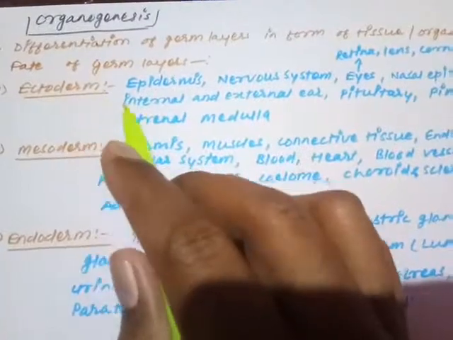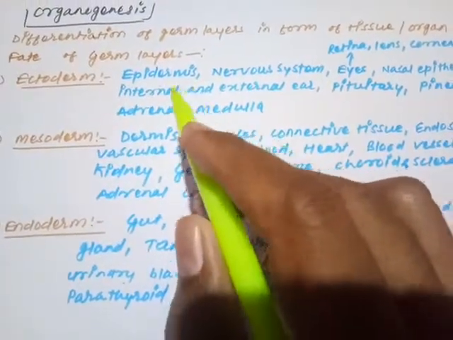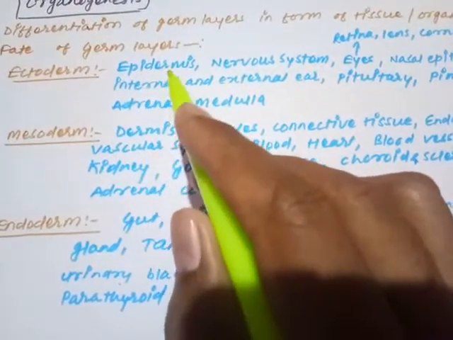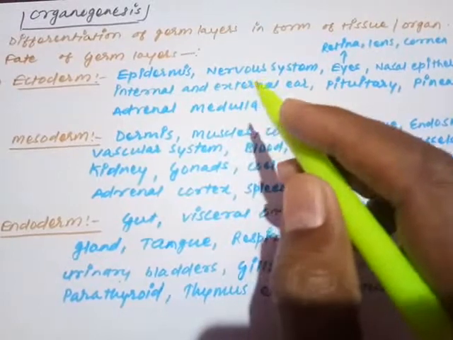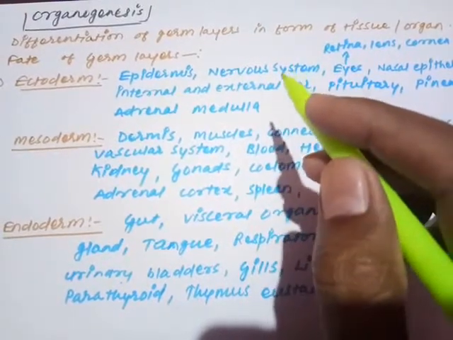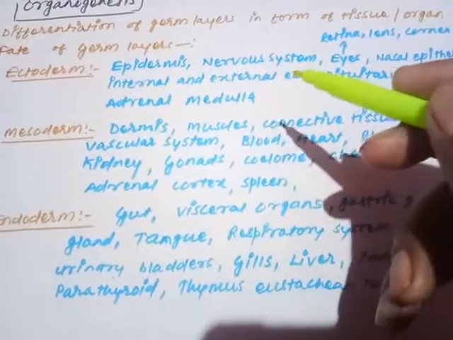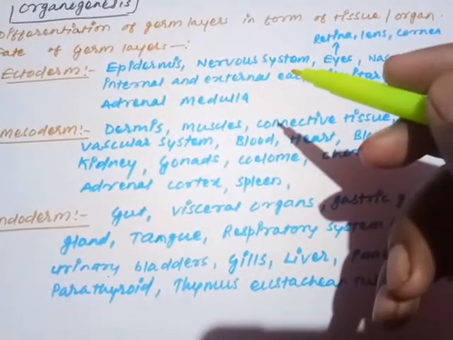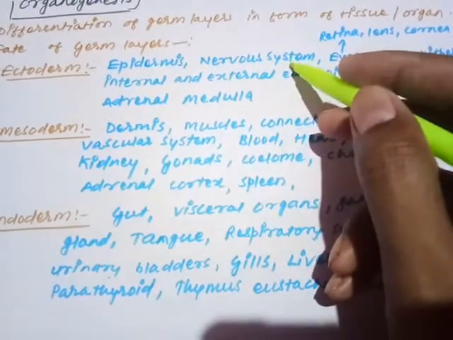So first layer, that is ectoderm. Ectoderm is going to generate basically the peripheral structures: epidermis, cutaneous tissues, meaning the epidermis and the other tissues lying closer to it, and all the glands attached to the epidermis are produced from the ectoderm only. The nervous system, an important point: the spinal cord and the brain are produced from the ectoderm. This is an important point, remember.